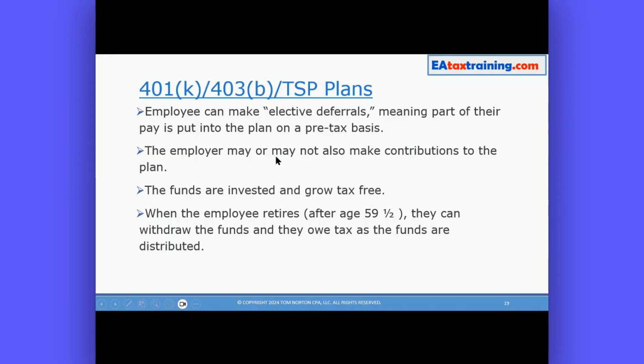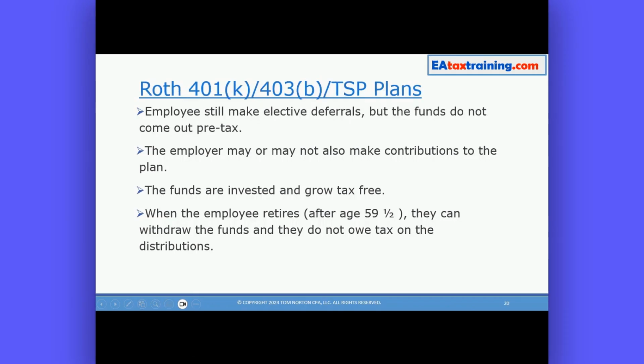Then the employer may or may not also make contributions to the plan. The funds that are in the plan are invested and they grow tax-free. And then when the employee retires, they can withdraw the funds and they owe tax as those funds are distributed. So with a traditional or regular type of plan, they put the money in tax-free. The money grows tax-free, or tax deferred. But when they retire and take the money out, then they are going to owe tax as those funds are distributed.